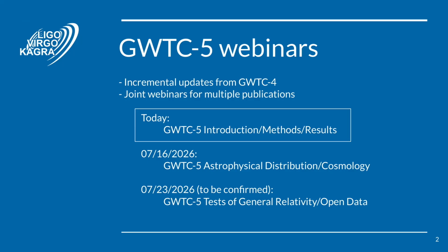Then on July 16th, there'll be a second webinar covering the astrophysical distribution and cosmology results. And that's where the population level inference lives. And tentatively on July 23rd, a third webinar on tests of general relativity and the open data release. So if we point you to a companion paper today and say that's covered in a later webinar, that's the schedule that we are referring to.